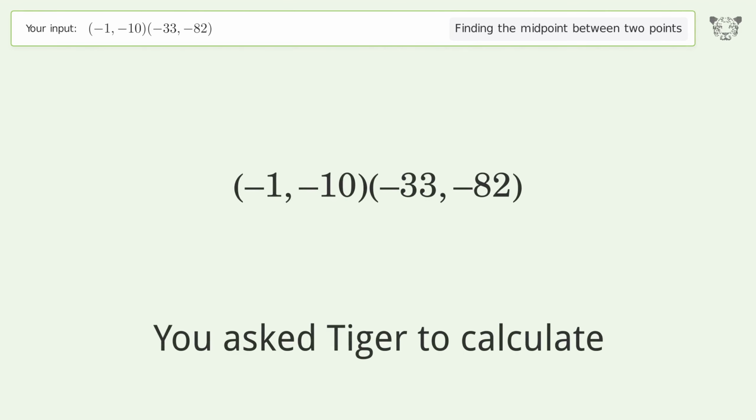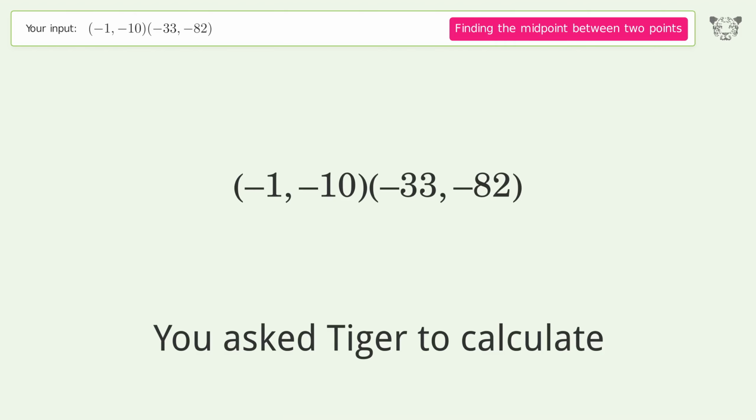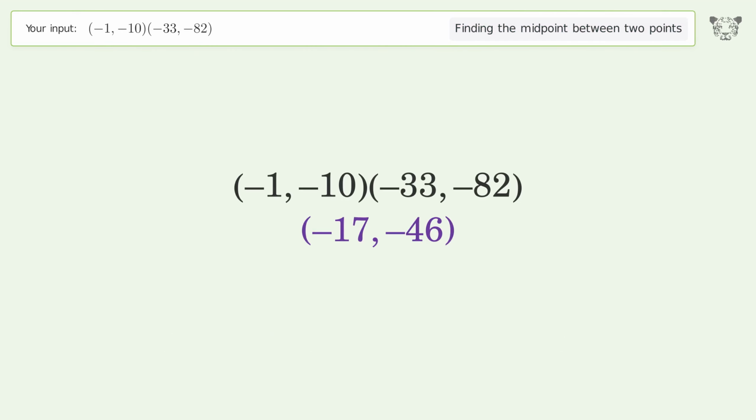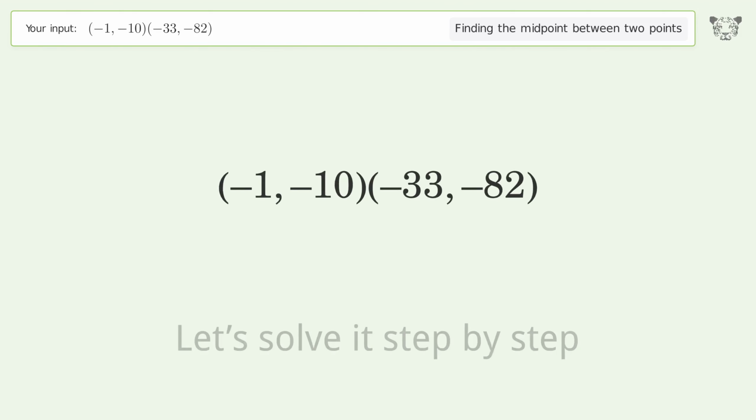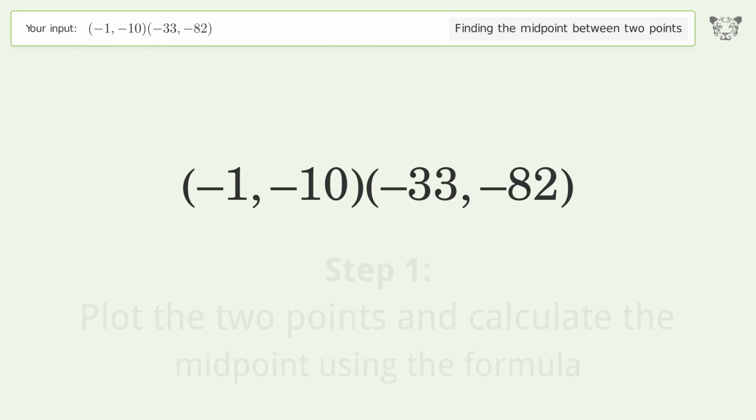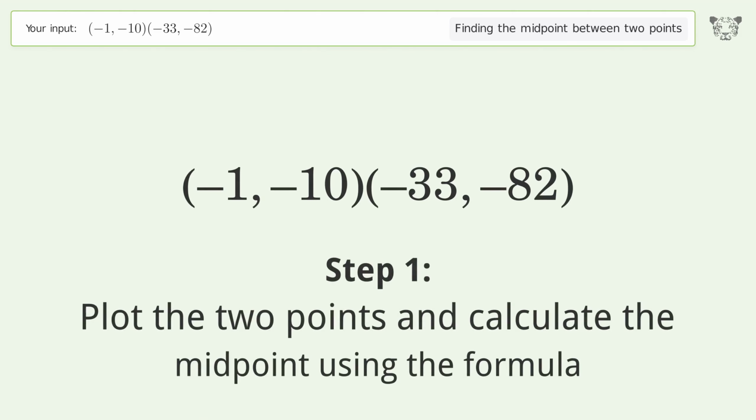You ask Tiger to calculate. This deals with finding the midpoint between 2 points. The midpoint between the 2 points is -17, -46. Let's solve it step by step. Plot the 2 points and calculate the midpoint using the formula.